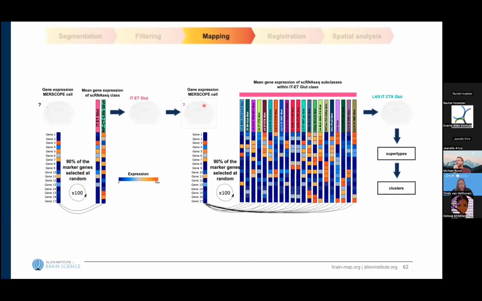Then you go to the next step, down to the subclass, and you do the same approach. But in this case, you only compare the cell to all the members within the class and not any other subclasses that are in other classes. You again subset by the marker genes, run the 90% bootstrapping 100 times, and then you assign it to the next level in the hierarchy. And then you can go down to supertype and clusters and end up with a cell type assignment.